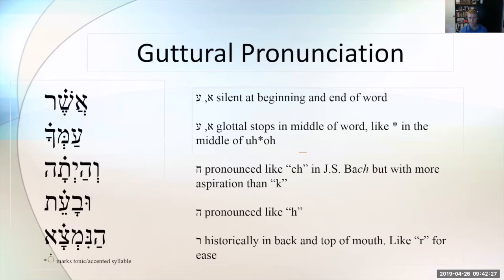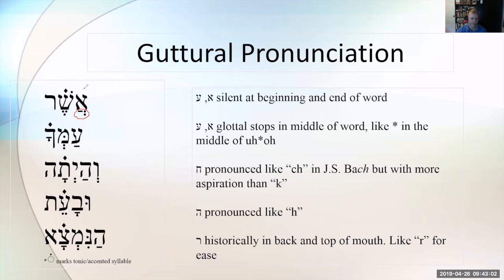Okay. Now, just a note on guttural pronunciation. If you have an aleph or an ayin at the beginning of a word, here we have an aleph at the beginning of the word, you don't pronounce it at all. All we are pronouncing when we pronounce this word is this vowel at the beginning. Ah, share. Asher.